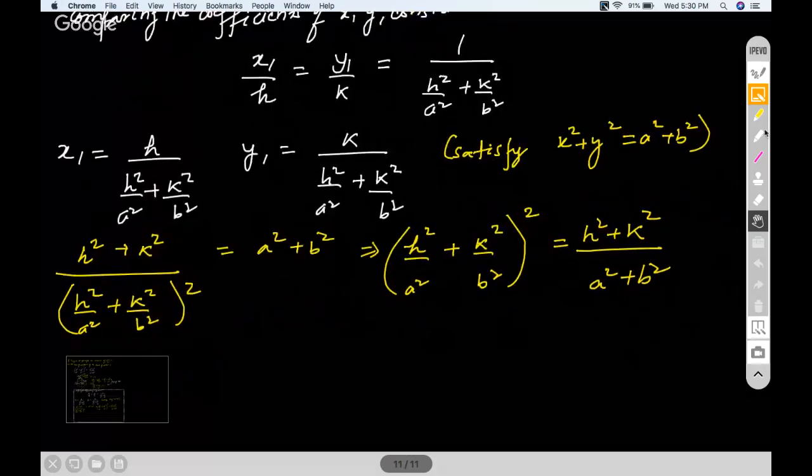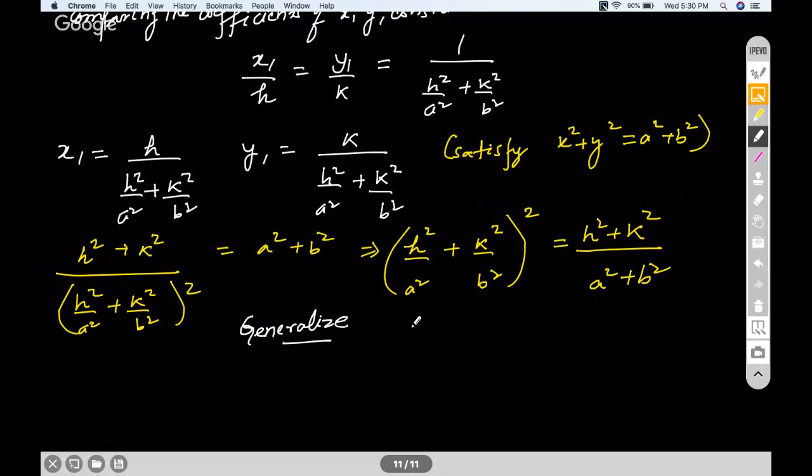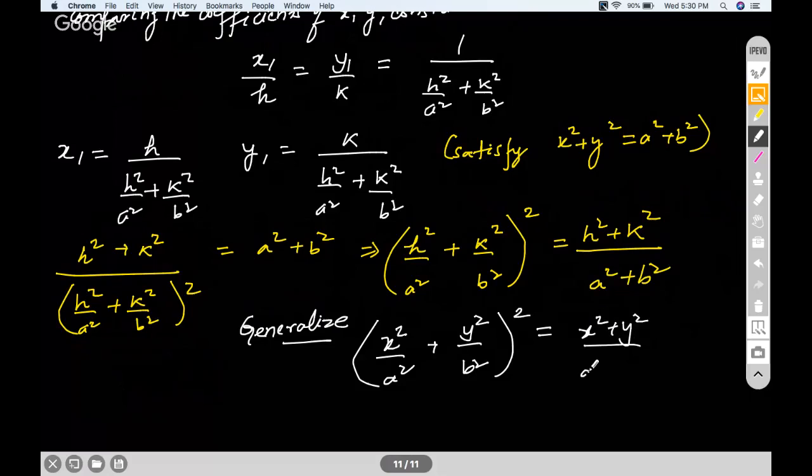Okay, and now we can generalize this. When you generalize this, you get x square by a square plus y square by b square whole square is equal to x square plus y square by a square plus b square, which is the required locus and hence proved.